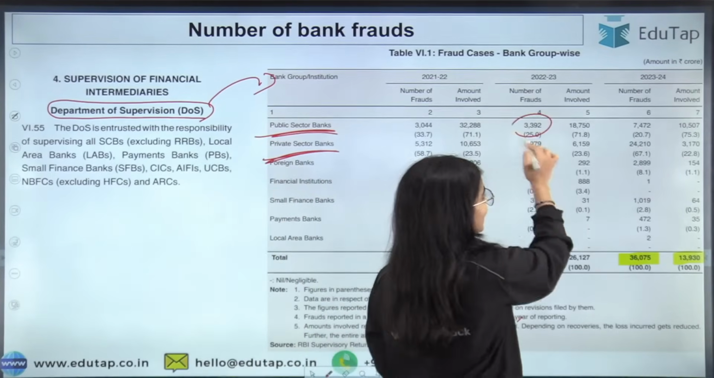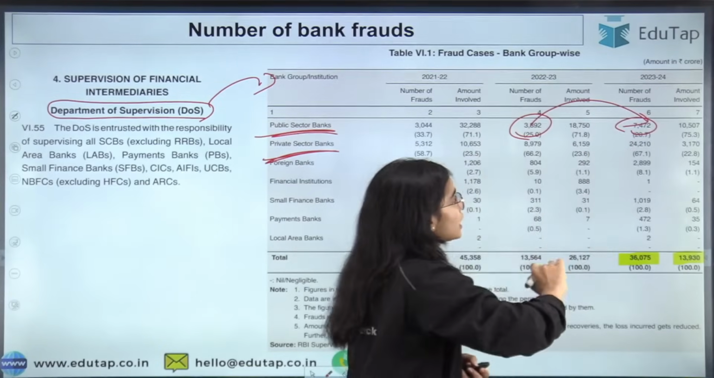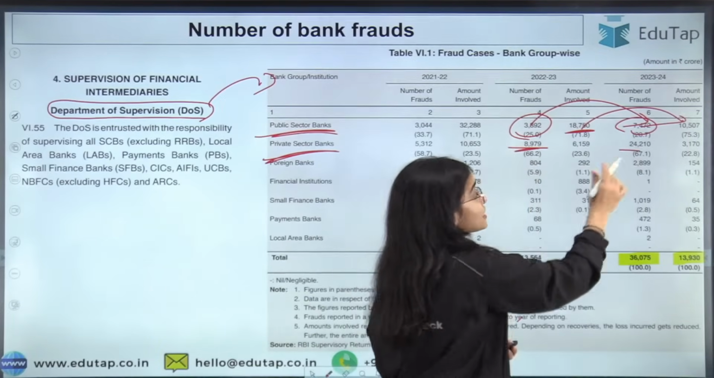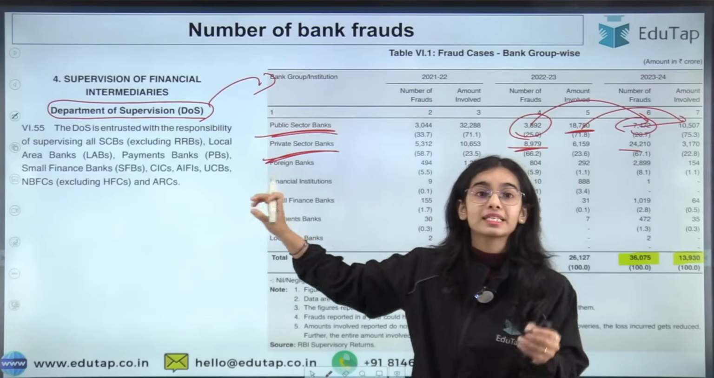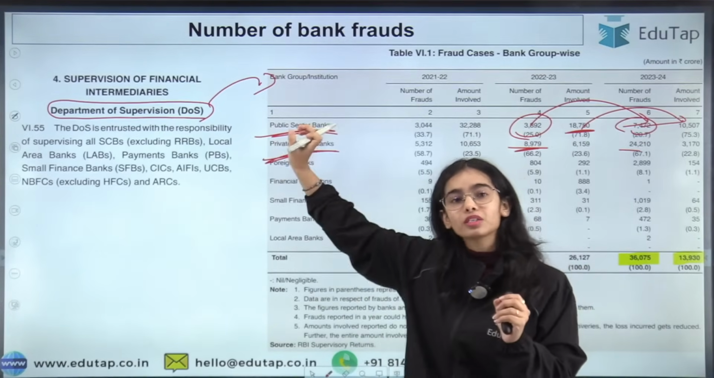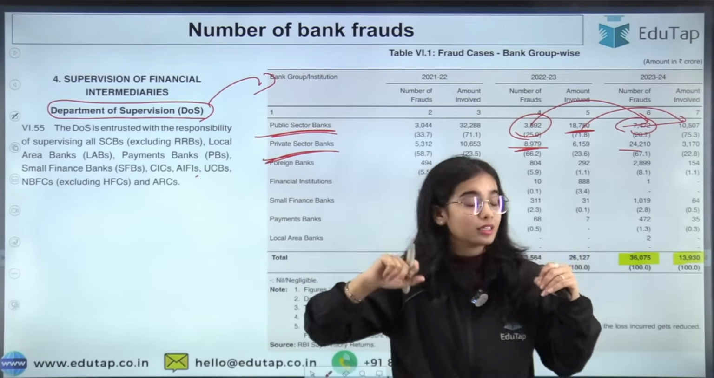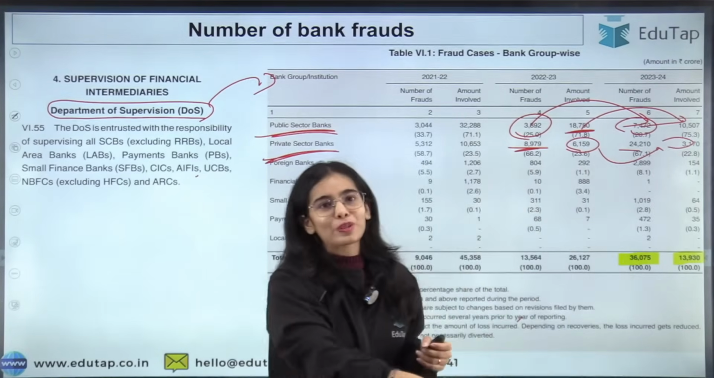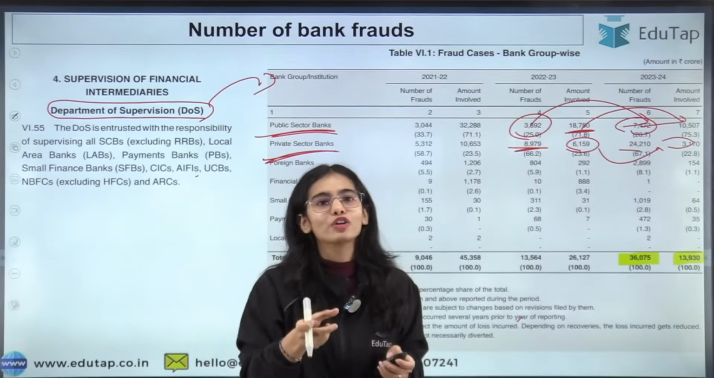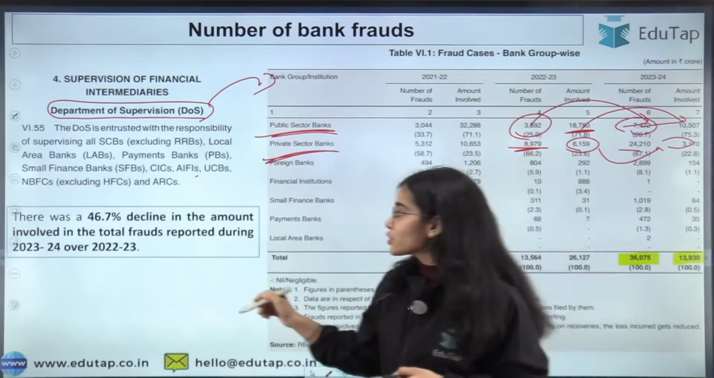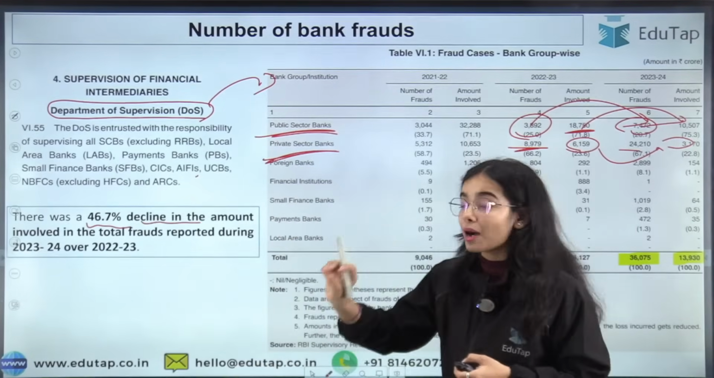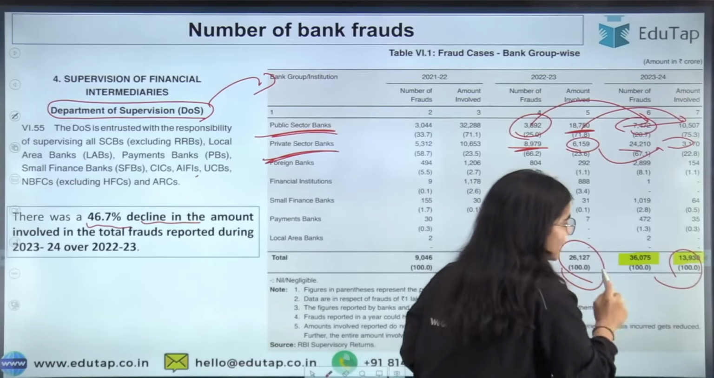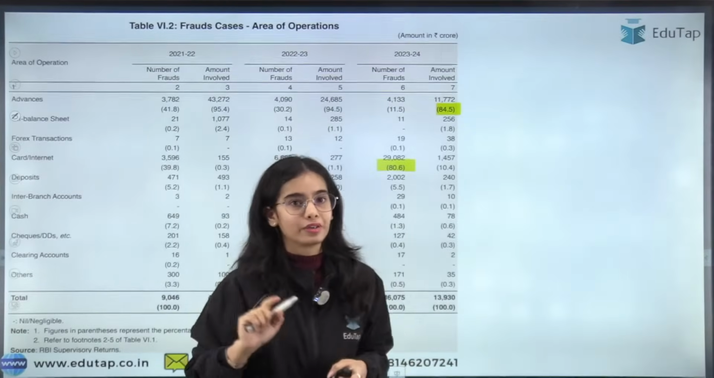In the public sector, the number of frauds has increased, the amount of frauds has decreased. In the private sector, the number of frauds is immense. So in the private sector, the problem is in the number of frauds. If you have an account in the private sector, the number of frauds is higher there. But let me tell you that the amount of frauds is lower in private sector banks. So even if theft is happening, it is of a lower amount. Okay, so this is the idea. There was a 46.7% decline in the amount involved in frauds compared to the previous year. So the amount of frauds has decreased, but the number of frauds has increased.